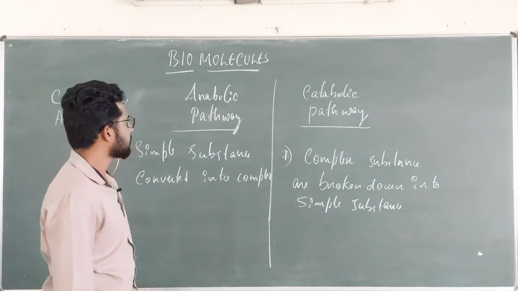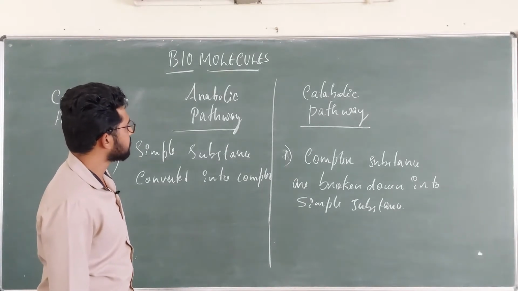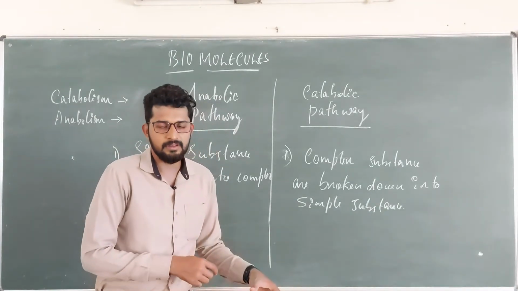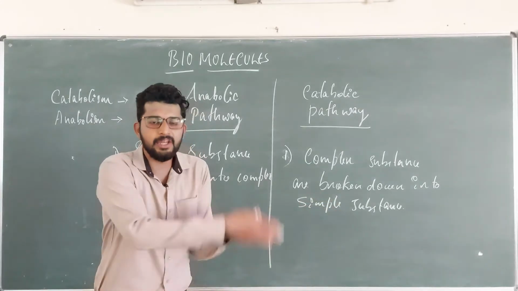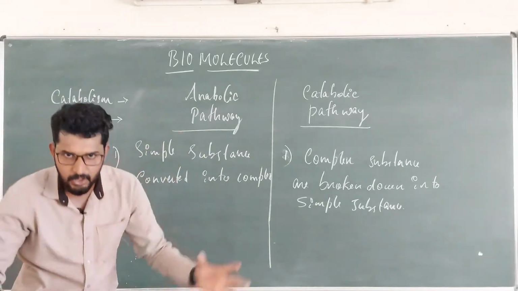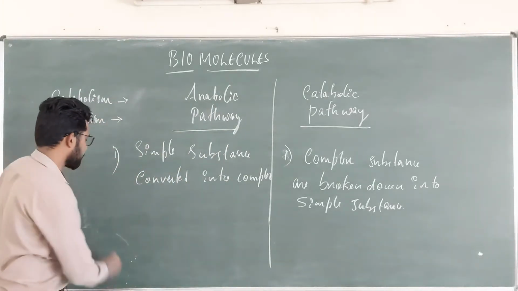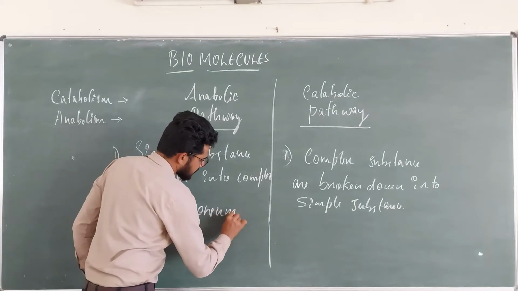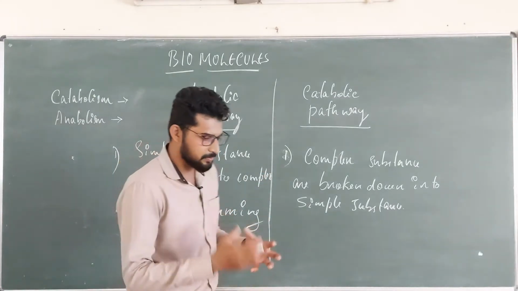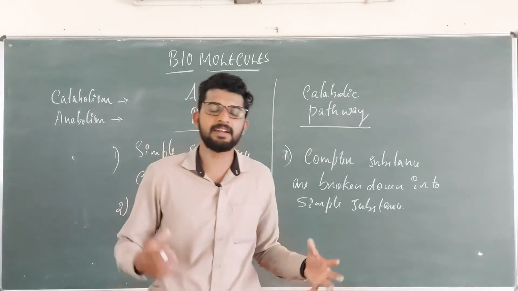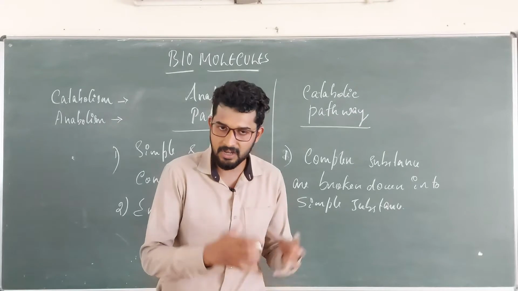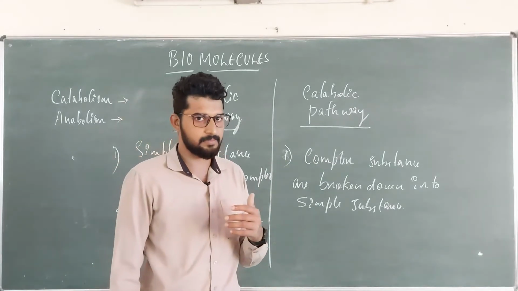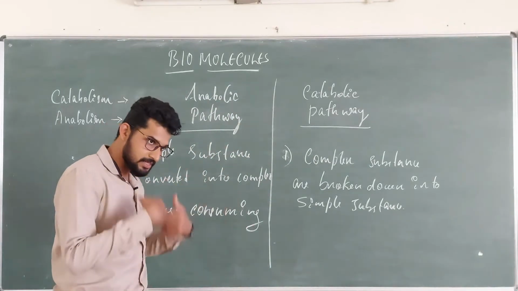What is the second point? In the anabolic pathway, you are taking simple substances from here and there, collecting bits and pieces, and converting them into a huge molecule, which is an energy consuming process. You are going to synthesize a complex one, a bigger, larger one. So this is an energy required process.